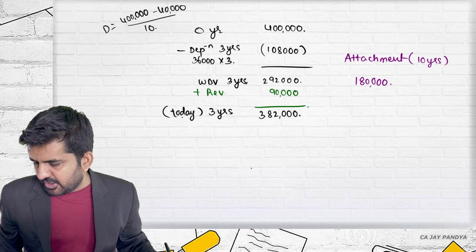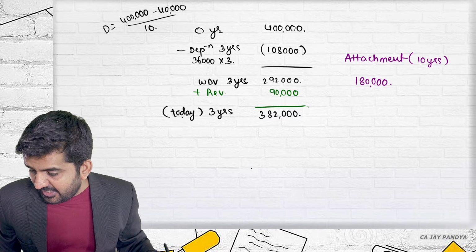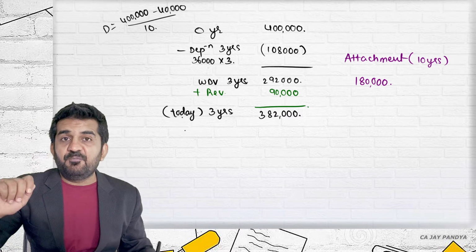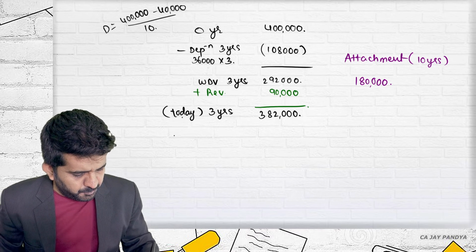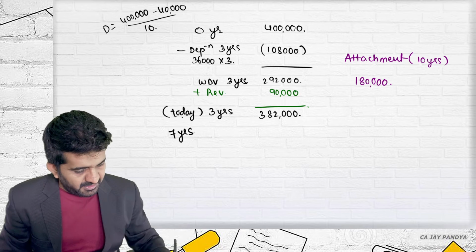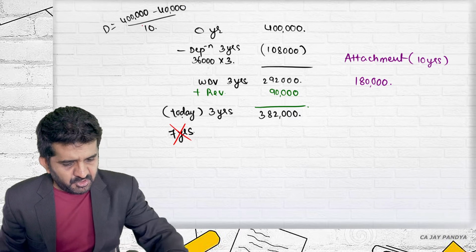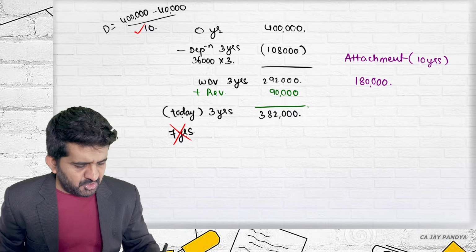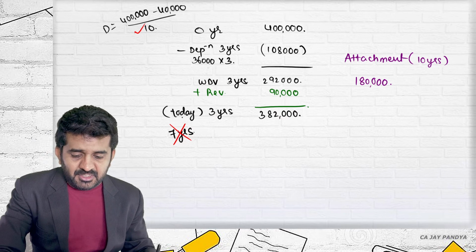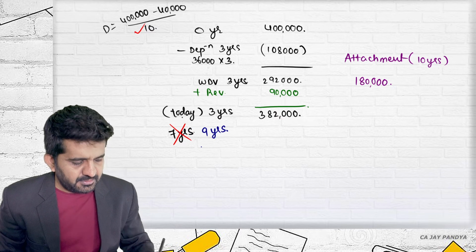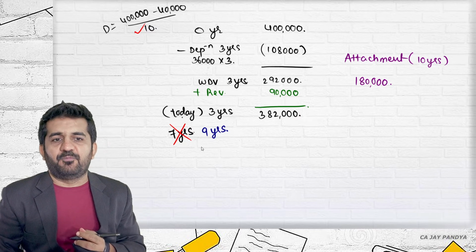During the same time, the remaining useful life was reassessed to 9 years. See, if nothing is given, remaining useful life is 7 years. But how 7 years? Originally it was 10. Now 3 years have passed, so remaining is 7. But this is also reassessed, and it is made to 9 years. How will you provide for depreciation?